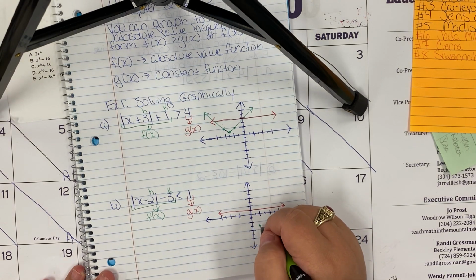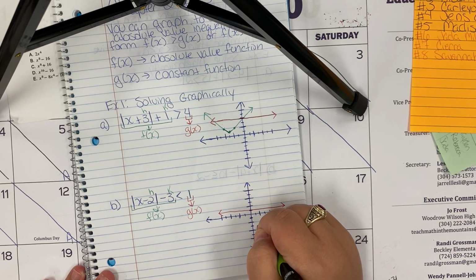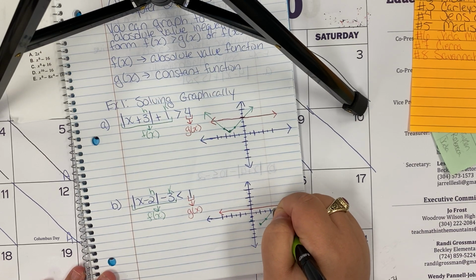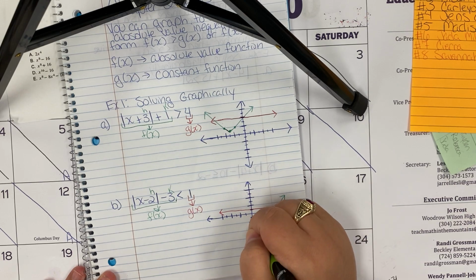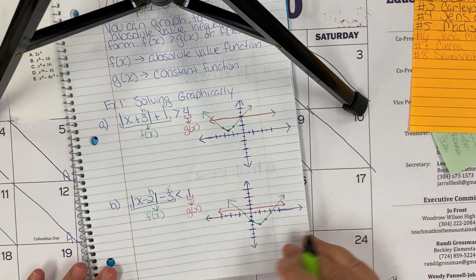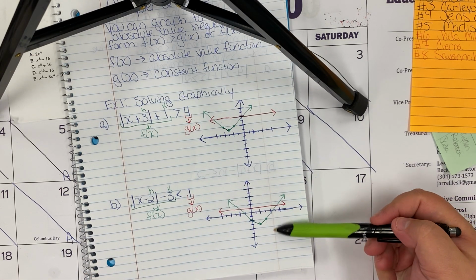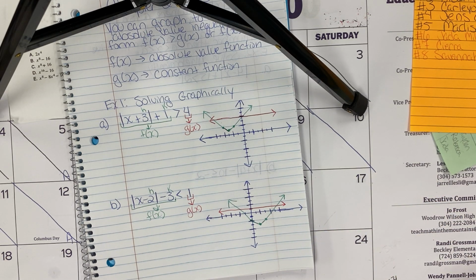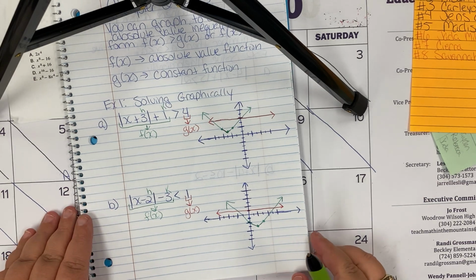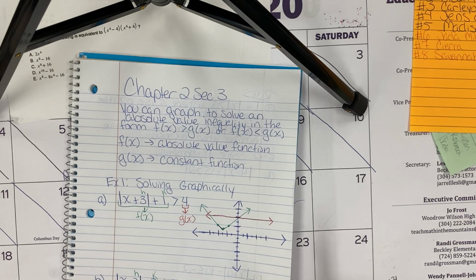So 2, negative 3 is my vertex. I'm going to go over 1 and up 1. And I'm going to go over 1 and up 1. And this will be my function, my absolute value function. So anything below the red line is what is a solution to make this inequality true. And that is graphing, solving absolute value inequalities by graphing.